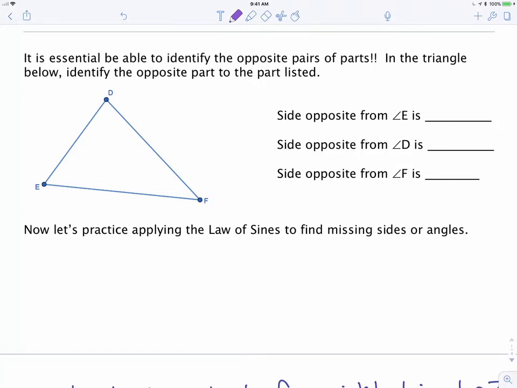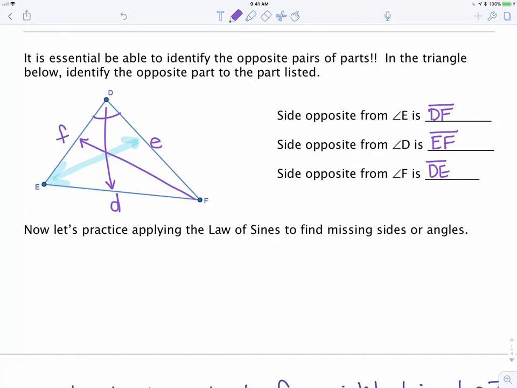Okay, across from angle E, here's angle E, so we go across from it, would be side DF. And we probably would nickname that side little e because it's located across from angle E. Opposite from angle D, here's angle D, so opposite from that would be side EF. And we would nickname that lowercase d. And finally, across from angle F, we have side DE. And we would probably nickname that side lowercase f.